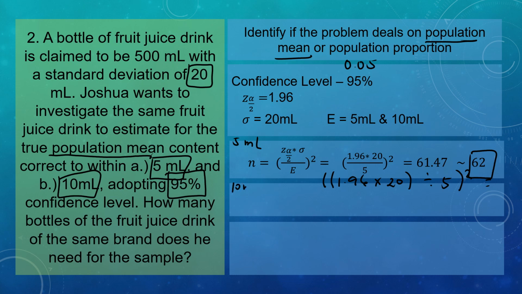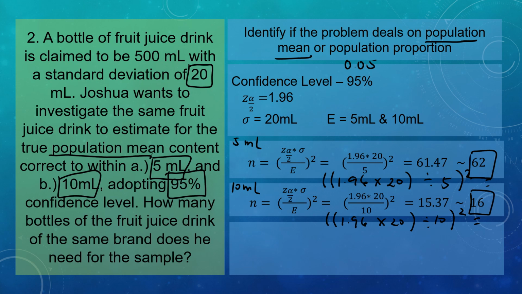For 10 ml, we will have N is equal to 1.96 times 20 all over 10. So again, press in your calculator, double parentheses, 1.96 times 20, then close, divided by 10, close, then press the squared button, and then we will have equals 15.37, or approximately equal to 16.